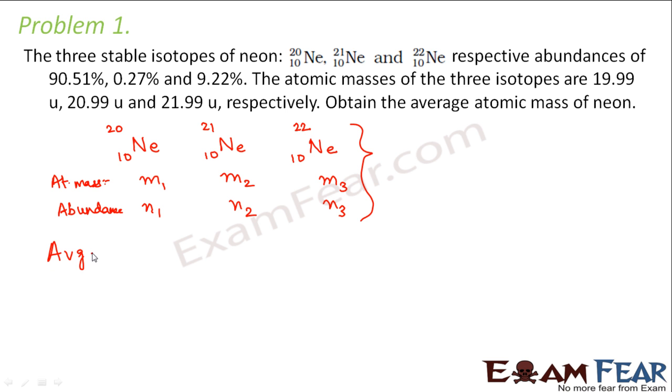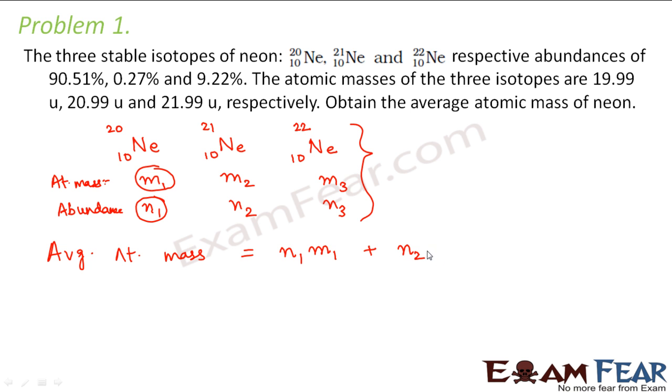So what would be the average atomic mass? That would be nothing but N1 percentage of M1 is present. That means N1 percentage of this much mass is there. Again, this much percentage of M2 is there. Again, this much percentage of M3 is there. Right? This is how they are present there.